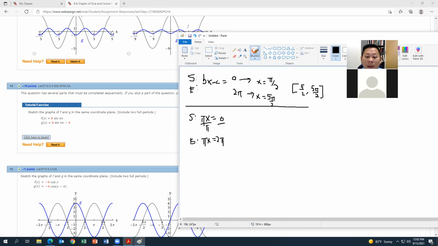I divide both sides by pi, so x in this case is 0. Then I divide by pi for the endpoint, solving for x, and the pi will cancel. So x in this case is 2. If you want to write this in interval notation, it means it starts from 0 and ends at 2. So this is the way they want you to write it. Besides this, anyone have any questions? Cameron, is that your question or no?